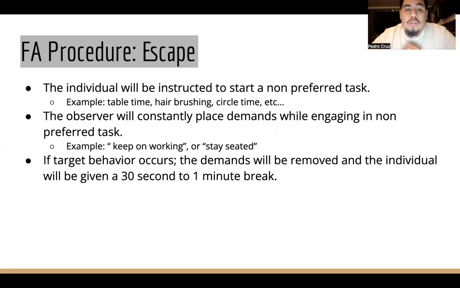But it's important to know that in this condition, there is a 3-step prompting procedure that includes the instruction being placed, modeling what is expected to be done, and hand over hand to engage in the task. And if elevated levels of occurrences of this behavior are present in this condition, then we can say that it is maintained by negative reinforcement.